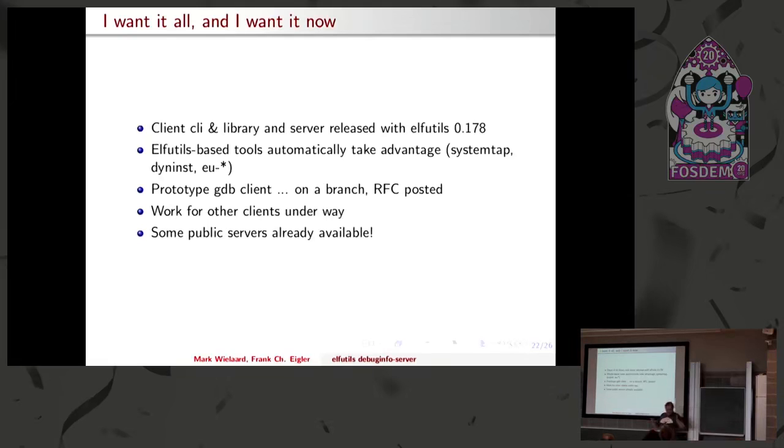So like I said, there's an implementation of the server and of the client in elfutils that was released last month, I believe, in 0.178. There is now support for deb files and for more parallel parsing of your directory trees in the current Git directory. For the next release, there's a prototype GDB client on a branch.